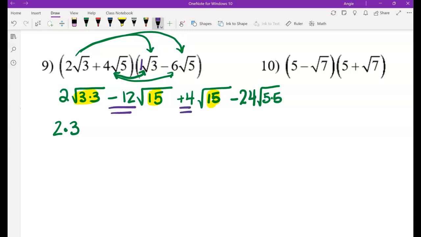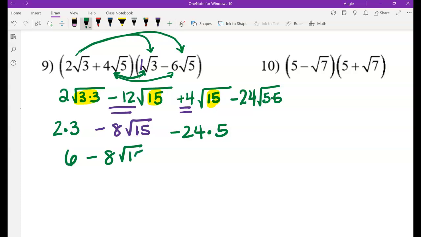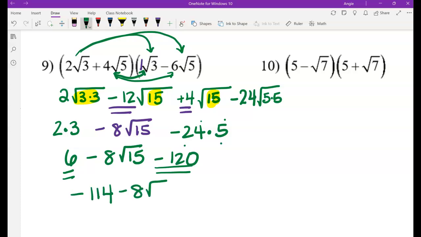Negative 12 and 4, students, that's going to be a negative 8 rad 15. Then we know this is a negative 24 times 5. Then this is going to say 6 minus 8 rad 15. Well, 24 times 5, well, 20 times 5 is going to be 100. 4 times 5 is 20, so together 120. Combine like terms, 6 take away negative 120, y'all. It's going to be a negative 114, and then minus 8 rad 15. There isn't anything we can do here because square root of 15 cannot be simplified further.